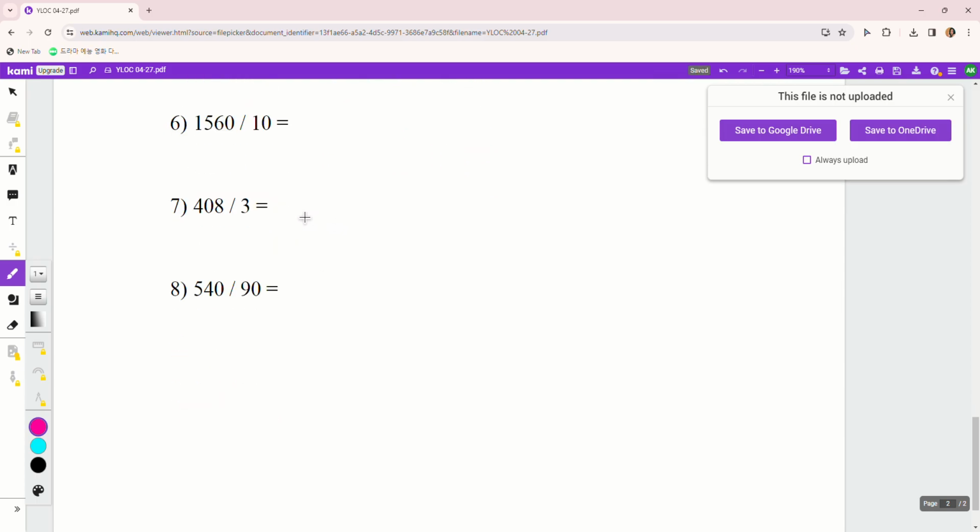Next is number 7. 3 divided by 408. 3 can go into 4 once, with the remainder of 1. So that's 3 and then 10 over here. So 3 times 3 is 9, which is closest to 10, with a remainder of 1. Then 3 times 6 equals 18. So the final answer will be 136.